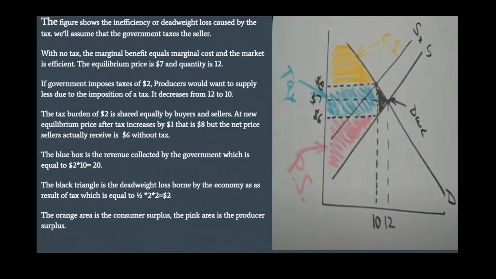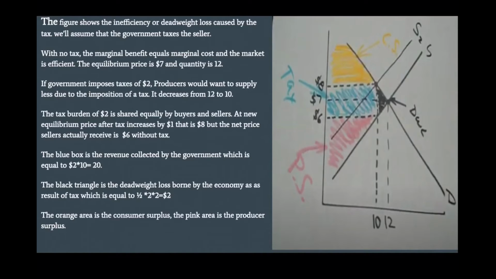The figure shows the inefficiency or the deadweight loss caused by the tax. We will assume that the government taxes the seller. With no tax, the marginal benefit equals marginal cost and the market is efficient. The equilibrium price is $7 and the quantity is 12. If government imposes a tax of $2, producers would want to supply less due to the imposition of a tax. It decreases from 12 to 10.